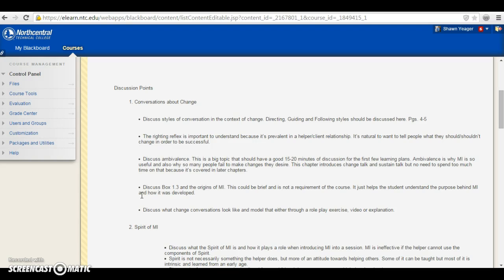And you can read more about that in the book. One of the things that we have to be conscious of at all times when we're working with clients is different reflexes that we have. And one of the most prevalent ones, especially in newer helpers working in MI, is called the righting reflex. And the righting reflex is very simple, really.